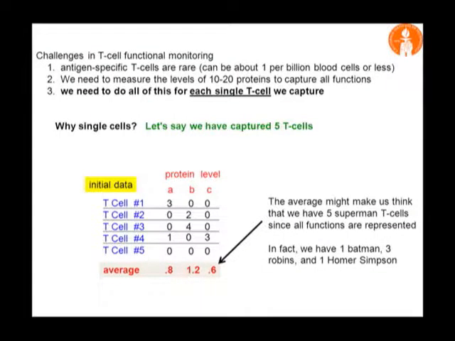You're measuring these functions. And it turns out this is a really hard thing to do because, one, these T cells are actually pretty rare cells, so you have to capture them. They're antigen-specific T cells. Each of these functions has associated with it 1 or 2 proteins, so you need to measure about 20 proteins or so for these functions. And it turns out you need to do it on each individual T cell you capture. You can't do it on the population. And let me describe why that's so.